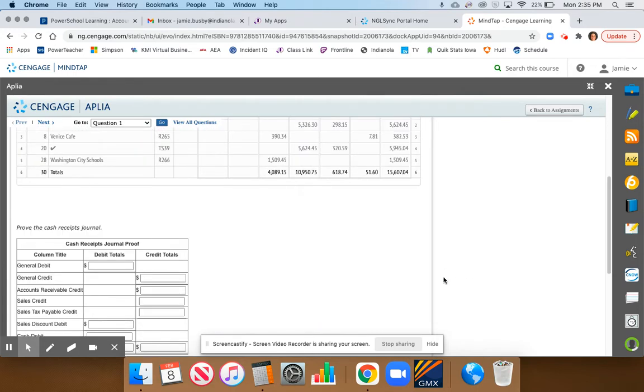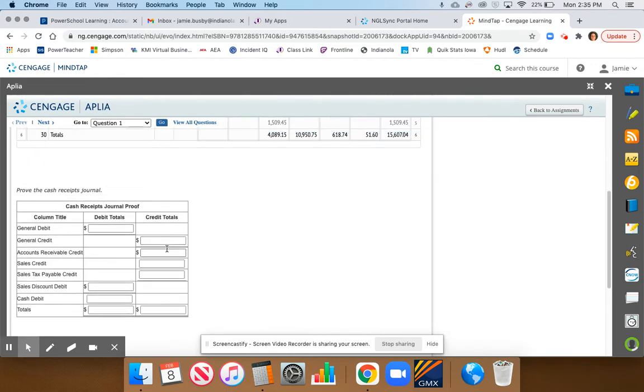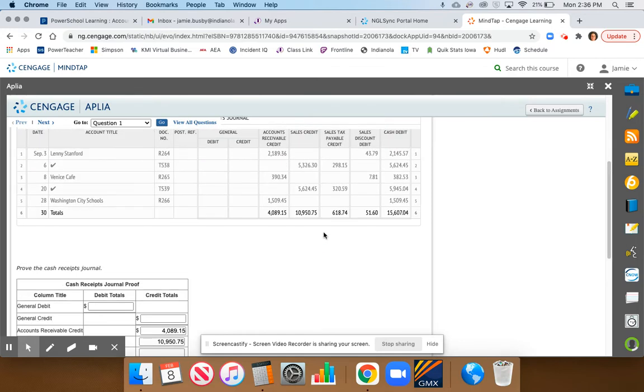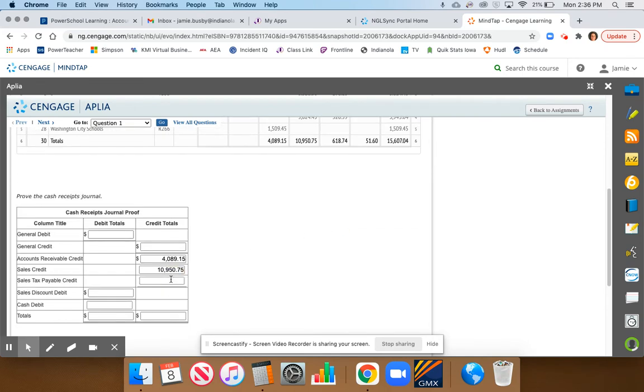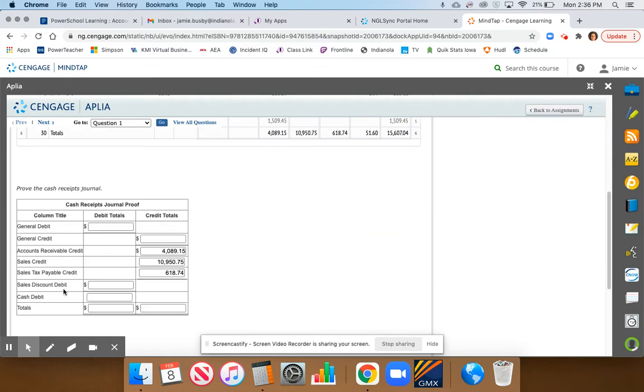In order to make sure that we're ready to do the double underline, we need to put these numbers and prove our journal. So accounts receivable credit, this number right here, $4,089.15. Sales credit, $10,950.75, coming from up here. Now we have our sales tax payable credit, $618.74. Sales discount debit and cash debit, $51.60.